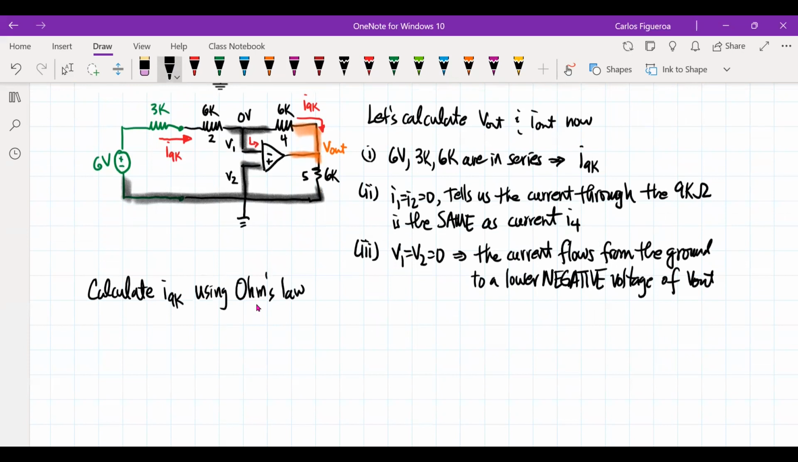If I do that, I'm going to see that the current through the 9K is going to be 6 volts divided by 6 plus 3. That gives me 2/3 milliamps. So again, that tells me that the current through the R4 resistor is also 2/3 milliamps. Right? So that we now know.